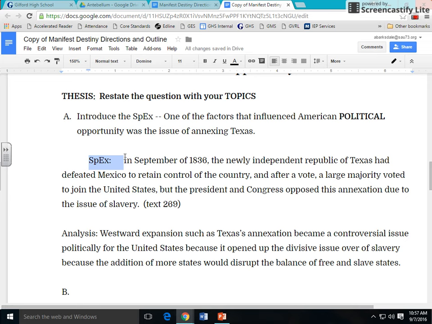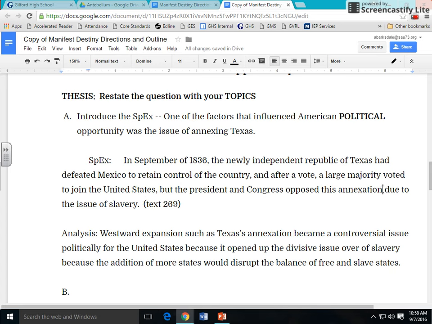So if I was talking about the annexation of Texas, some of the things that I should include is a date, a who, a when, a what was going on, something that would give a specific fact that I'm going to analyze as evidence to support my thesis. So in this case, I said in September of 1836, the newly independent Republic of Texas had defeated Mexico to retain control of the country. And after a vote, a large majority voted to join the United States. But the president and Congress opposed this annexation due to the issue of slavery. Now, this is a fact. They voted to join the United States, and the president and the US Congress decided that they were not going to allow this annexation at first.